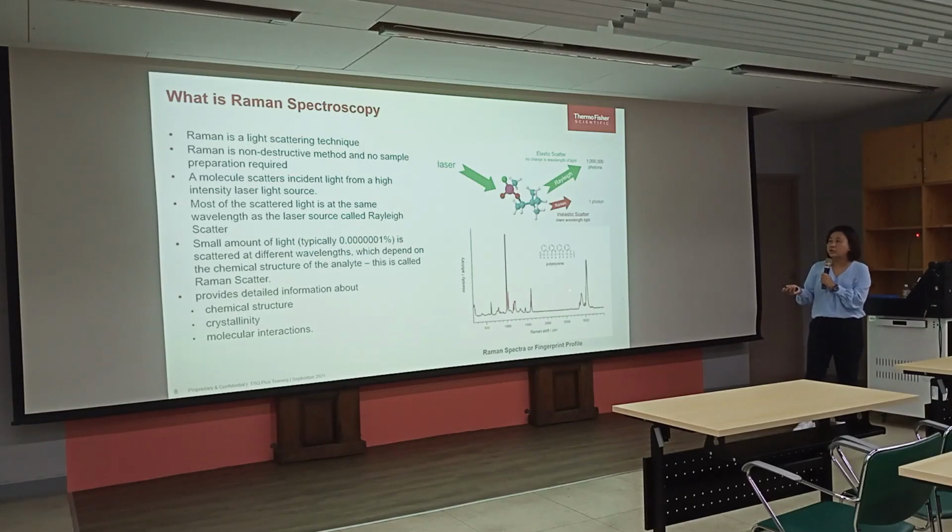This spectra, you can use it for qualitative analysis, meaning you just want to perform identification to see whether this is the right material, or you can use this spectra for quantitative analysis. You want to know about the concentration, you want to know about the assay of your raw material. So this spectra you can use for qualitative or quantitative.